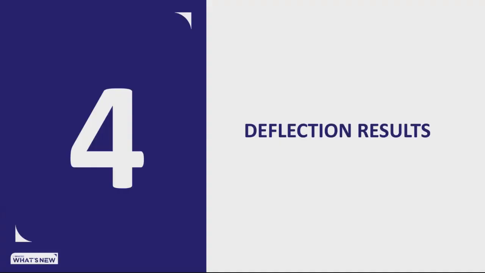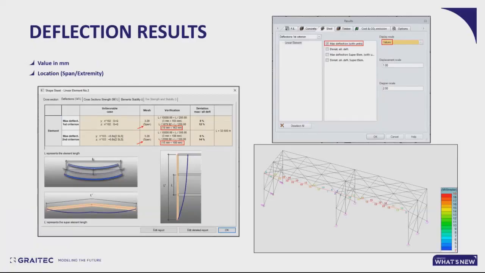So now let me show you our improved presentation of the deflection results. By that, I mean that the shape sheet will now mention the deflection values, not just in ratio, but in millimeters as well, which is way easier to understand and to process for the user. We're also printing the result location, which can be in span, usually for a beam, or at the extremity of the member for a column. So when choosing the results, make sure to select values. That way you will get the deflection in unit length, so commonly in millimeters.